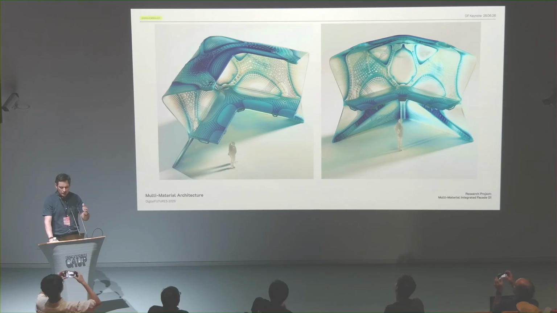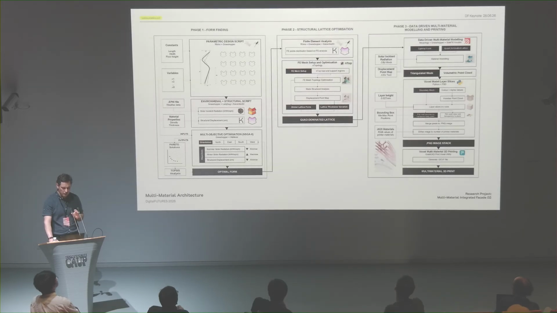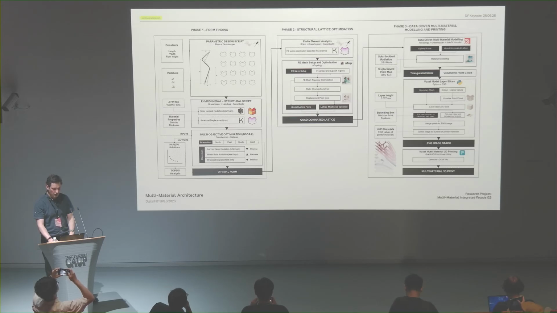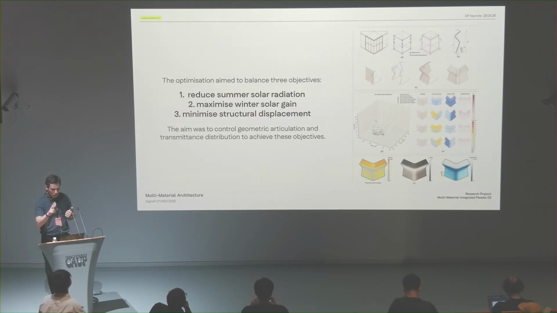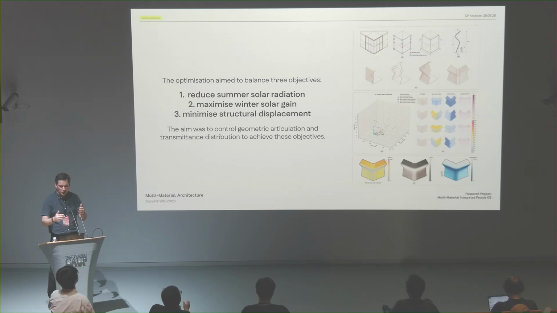But we continue this research because the design of this was quite arbitrary, the envelope design, and we wanted to be much more specific and controlled in how we went about this. So in this process here, what we wanted to do was to form find, optimize, and then convert this into material information for 3D printing. The idea being that we had three objectives: reduce summer solar radiation, maximize solar gain in the winter, and minimize structural displacement. These criteria are very conflicting.